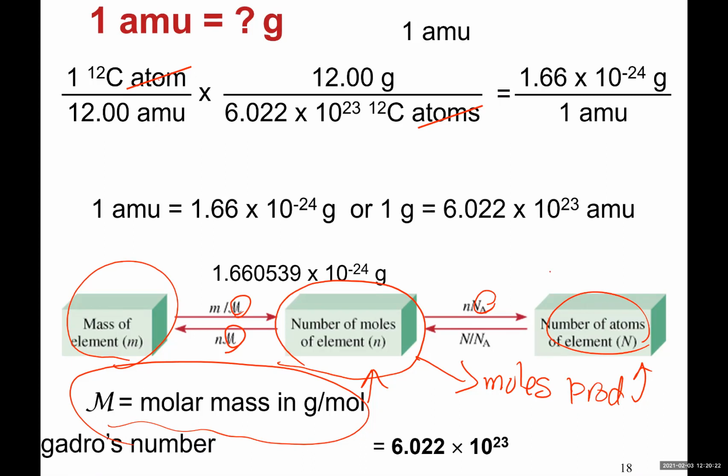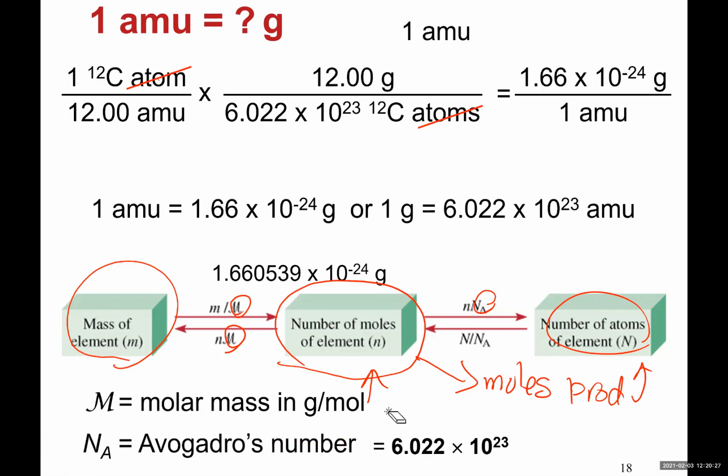And if I go to next slide, you still remember, hopefully, Avogadro number is number of units in 1 mole, which is 6.022 times 10 to the power of 23.